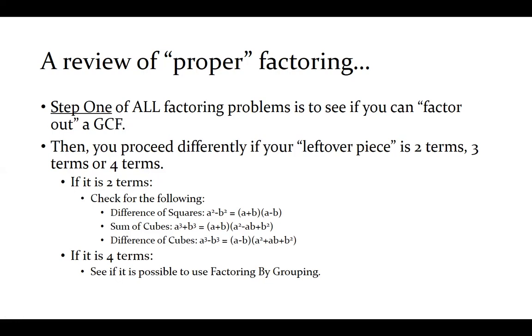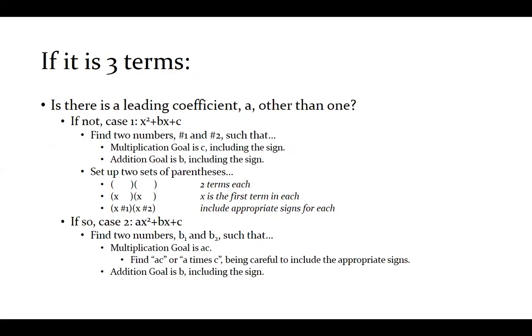If we're looking at something to factor and it is 4 terms, we have to see if it's possible to use factoring by grouping. And we're going to review factoring by grouping in just a second, because our 3-term problem sometimes turns into a 4-term problem that we have to use factoring by grouping for. So that's for 2 terms or 4 terms. Primarily, though, we're going to be dealing with 3 terms. We're going to be dealing with trinomials.